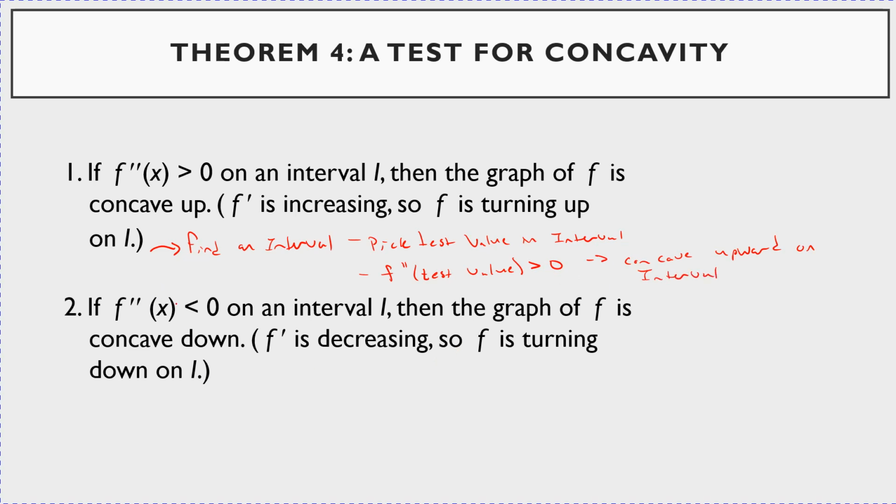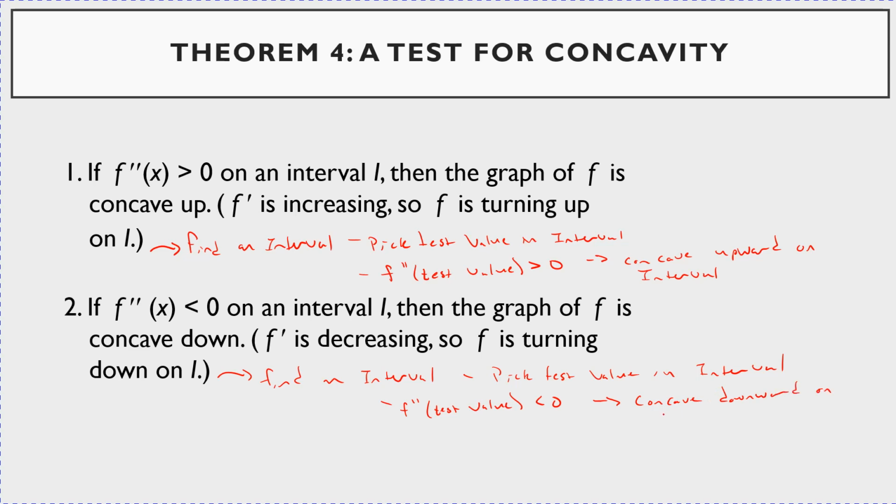And then the flip side: if f double prime of x is less than 0 on interval I, then the graph of f is concave downward. That means the derivative, the slope of the tangent line, is decreasing, and the function f is turning down on that interval. We're going to do the same thing: find an interval, and I'll show you how to do that, and pick a test value in that interval. Then if f double prime of that test value is less than 0, it's concave downward on that interval.